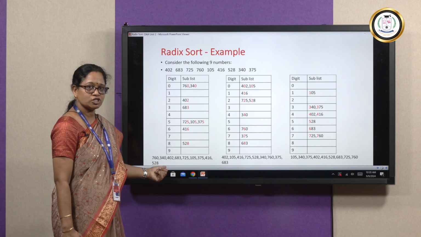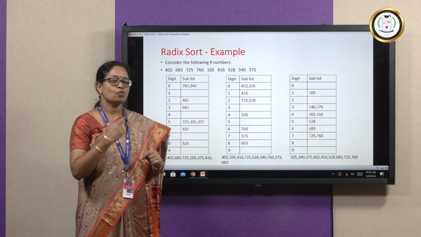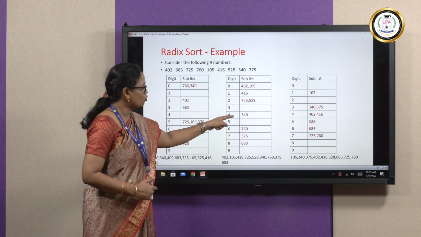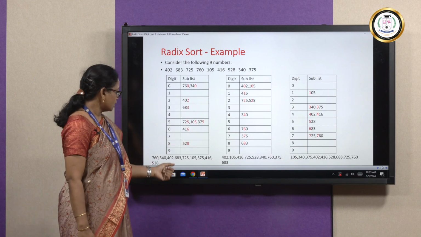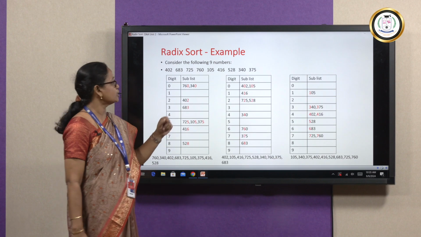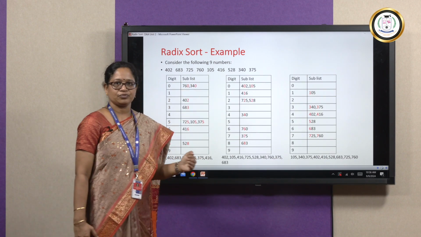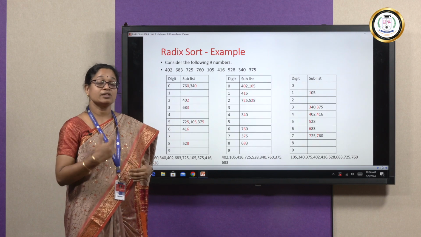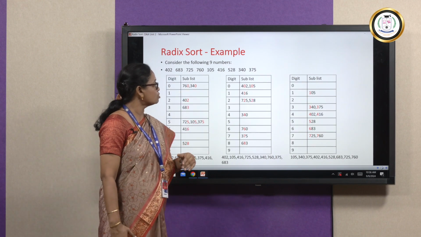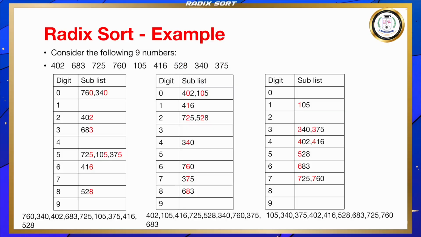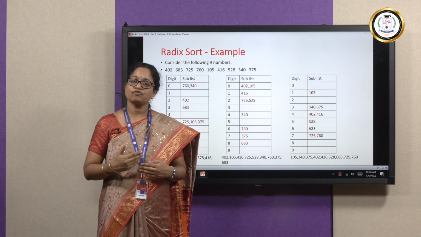Then we have 340, the middle digit is 4, so we place it in location 4. The next is 402, so it should be placed in location 0. Likewise we get the second phase. After the second phase gets over, the sorted numbers are 402, 105, 416, 725, 528, 340, 760, 375 and 683. So now the first phase and the second phase are over.